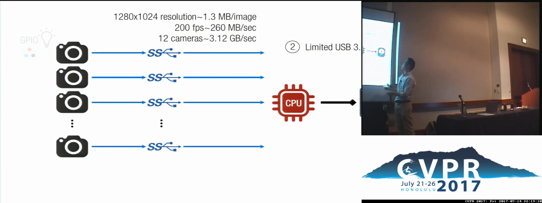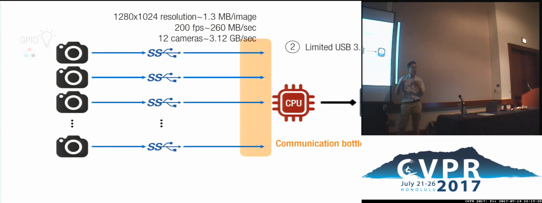What about the second problem? Limited USB 3 support. Note that the size of the data we are talking about is about 3 gigabytes per second, only for 12 cameras. There's a huge communication and computational bottleneck on this CPU. It can't even process simple image encoding at that high frame rate. So we need a better solution.